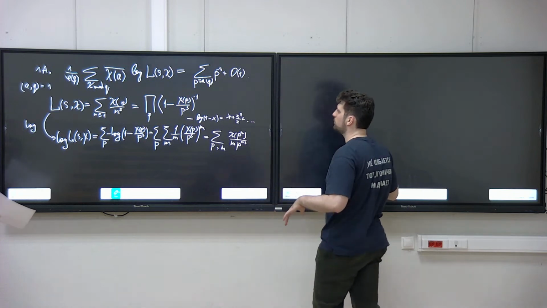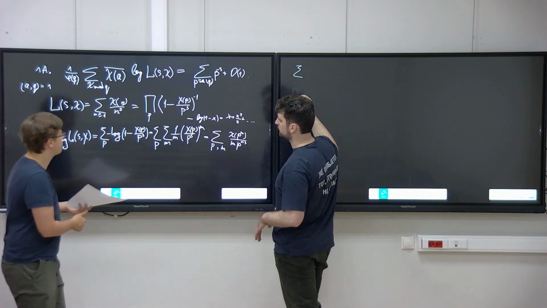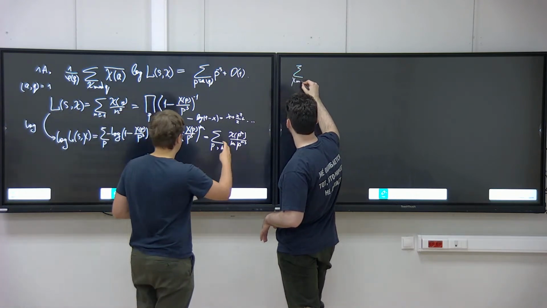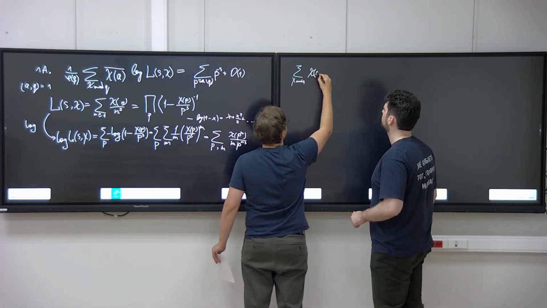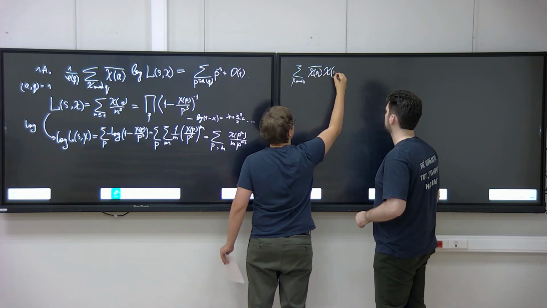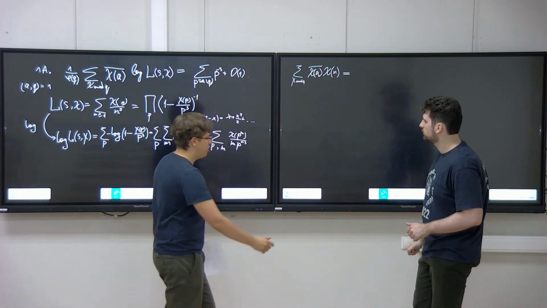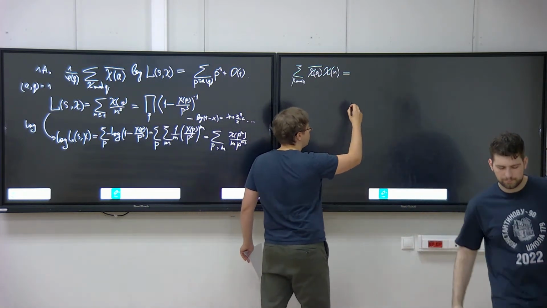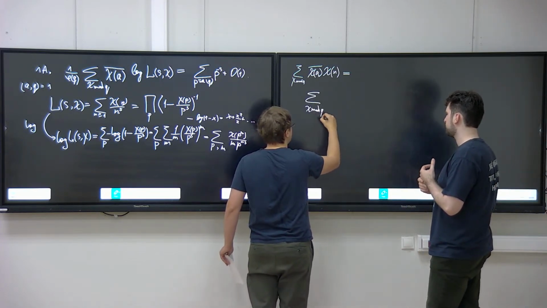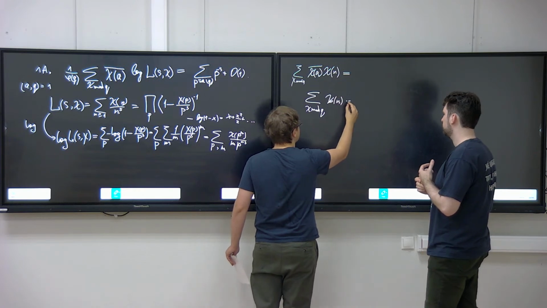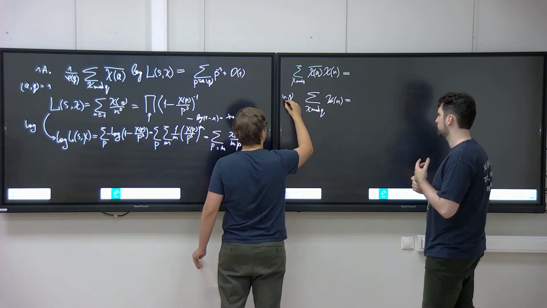Так, давайте тогда на этой доске продолжим. What is the sum of the characters modulo q, хи от n? If we know that n and q are coprime, это будет как раз q.